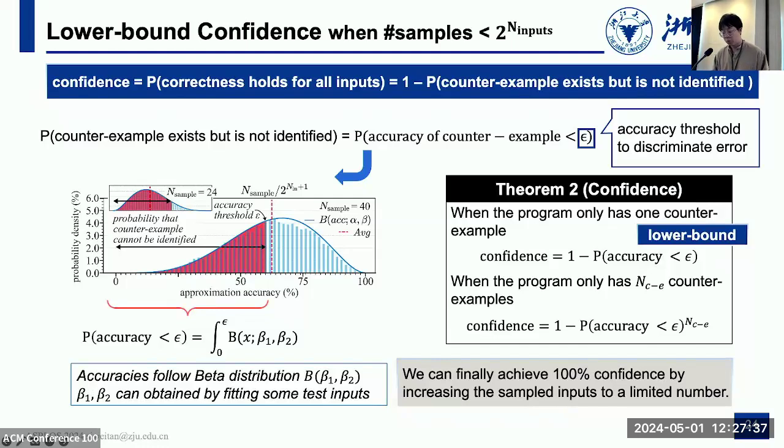And note that as we do not know how many counterexamples there are, we assume that there is at least one counterexample and provide a lower bound confidence. Besides, we can see from the functions, when we increase the number of sampled inputs, the accuracies and the confidence increase linearly. And we can finally achieve 100 confidence by increasing the sampled input to a limited number.